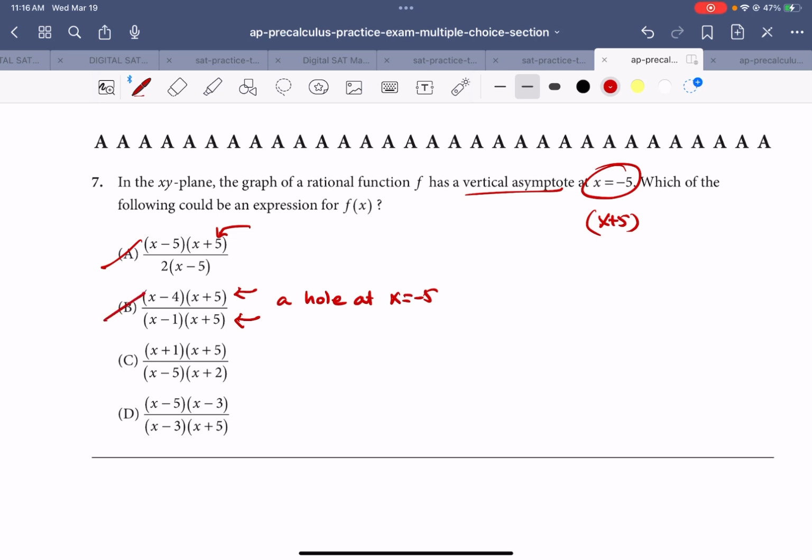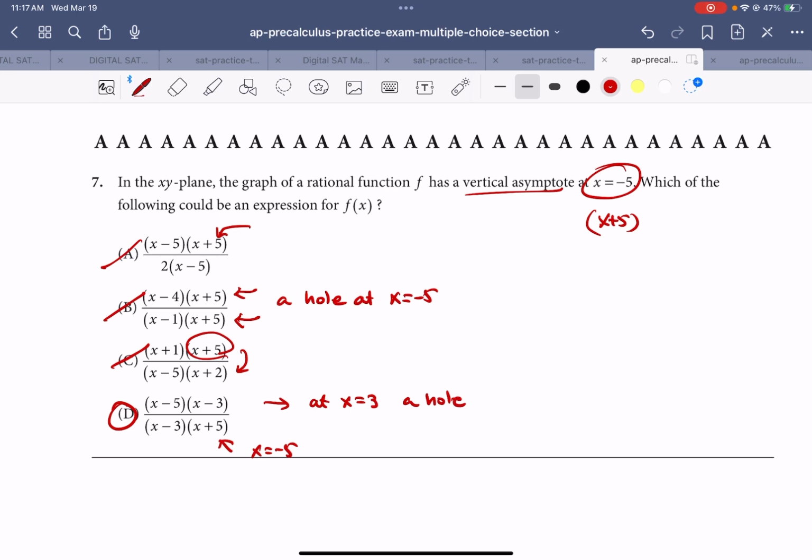And C, those are also zeros. Like I said, this factor should be on the denominator, not the numerator. So the answer comes down to D, right? For that one, at x equals negative 5, the rational function has a vertical asymptote. And you can also tell that at x equals 3, there's a hole. They didn't ask, but you can tell.